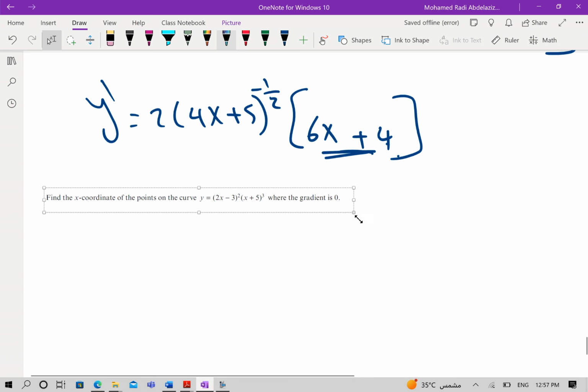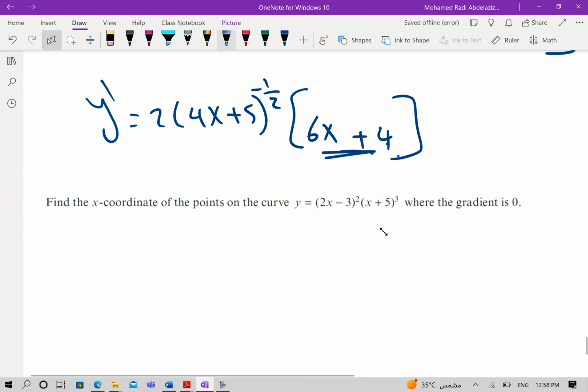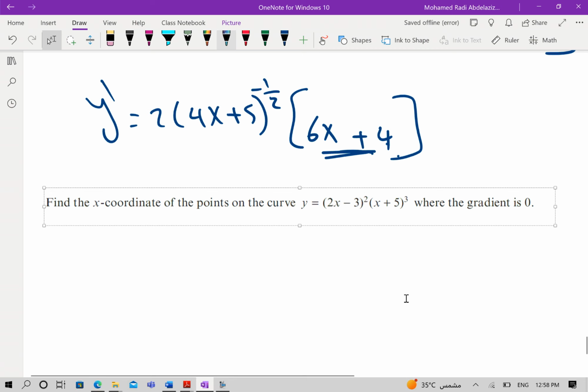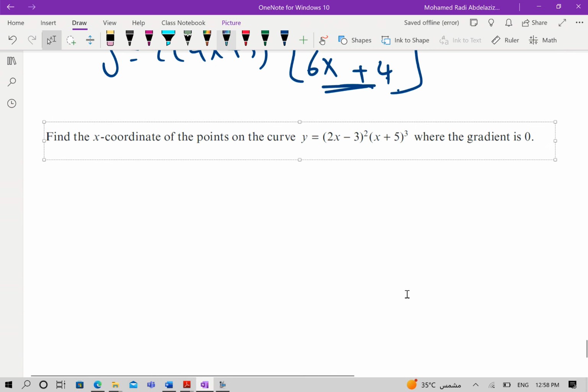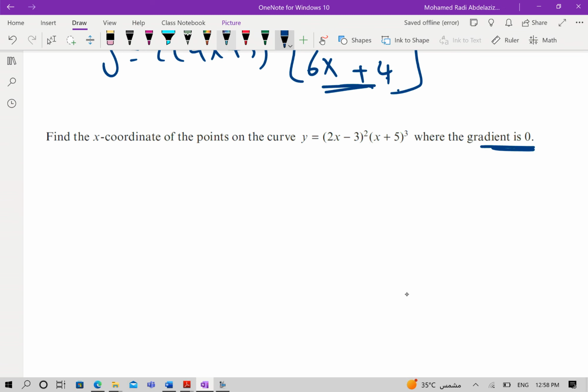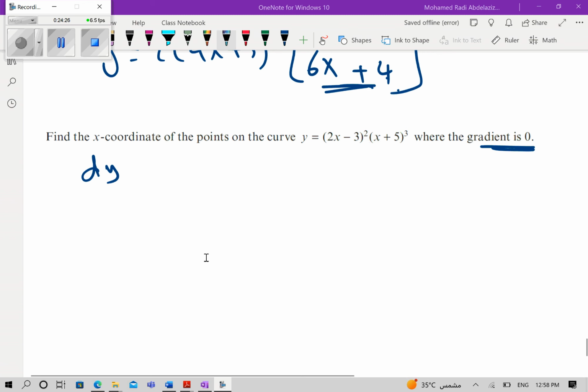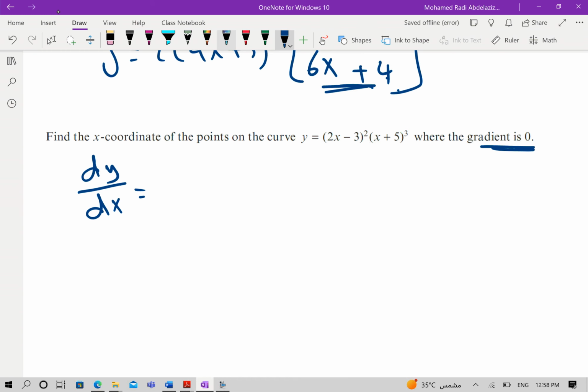Do you remember how to get the gradient? The gradient means dy by dx equals, no, this is a stationary point. When I ask you to find the gradient, find the derivative and substitute the values of x which are given. But if I ask about the value of x, just, it's given the gradient, solve the equation. So first, let's find the gradient in general, the derivative of the function, dy by dx. We will use product rule.